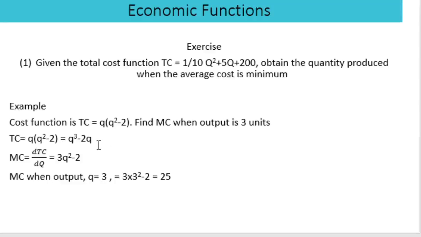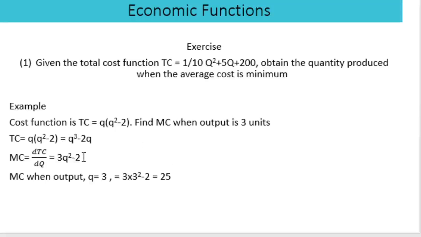Another example is given here. The cost function is given as TC equal to Q into Q square minus 2. When output is 3 units, find marginal cost. Total cost is given as Q into Q square minus 2. Then we can expand this function as Q cube minus 2Q. Then marginal cost can be derived as dTC by dQ. That is, the first differential of the total cost function is the marginal cost.